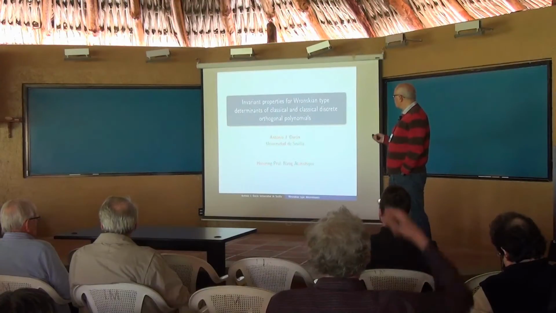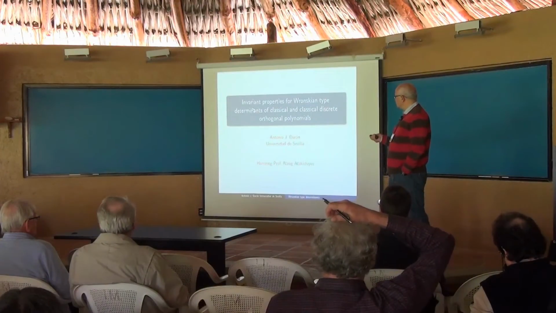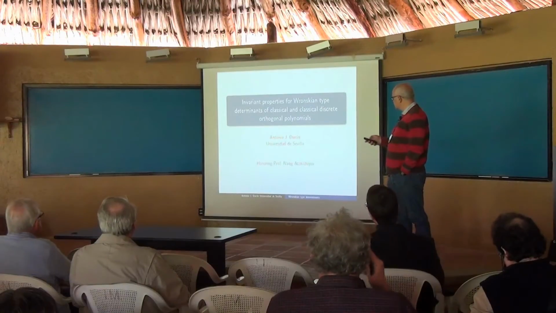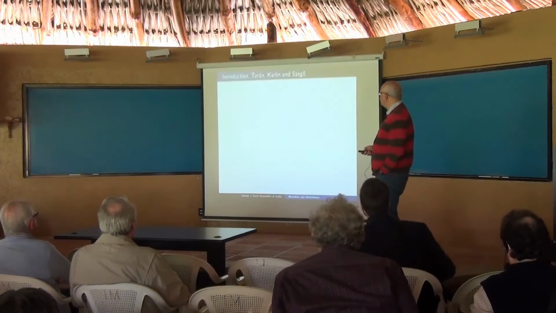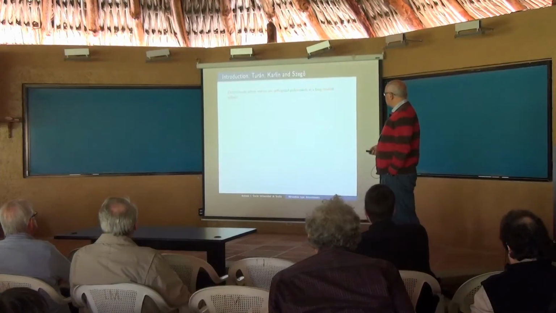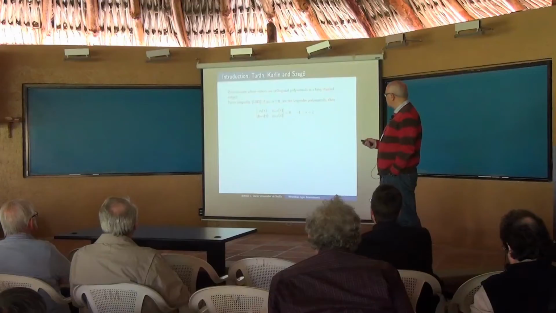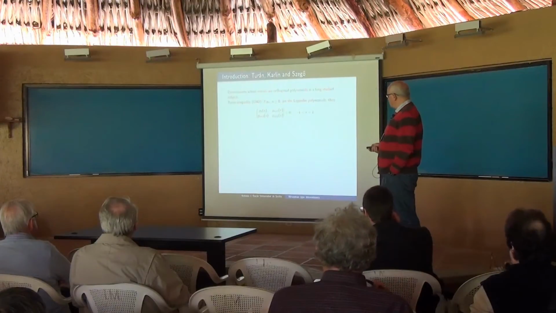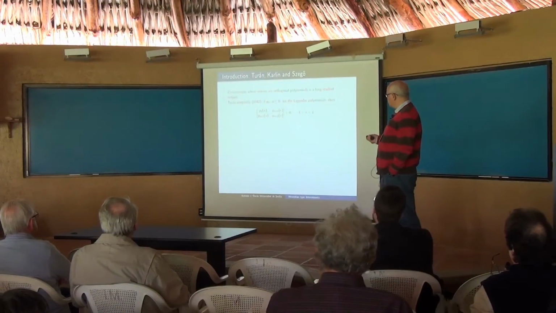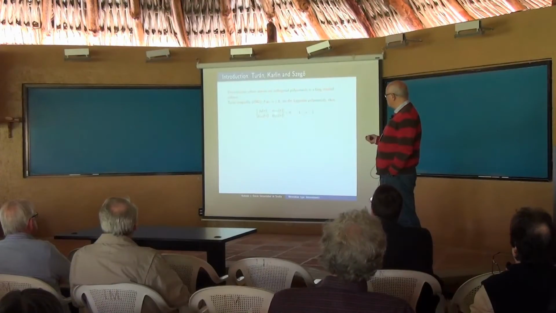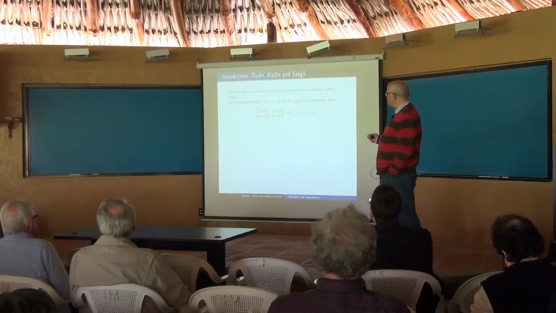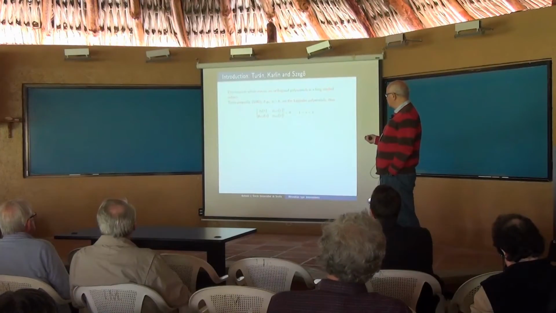So I'm going to talk about determinants whose entries are classical or classical discrete orthogonal polynomials. This is a long study subject. Maybe the first result is the Durán inequality, which establishes that if you consider these 2 by 2 determinants whose entries are consecutive Legendre polynomials, then the sign of the determinant is constant in minus 1, 1.